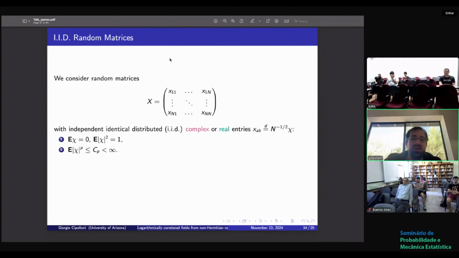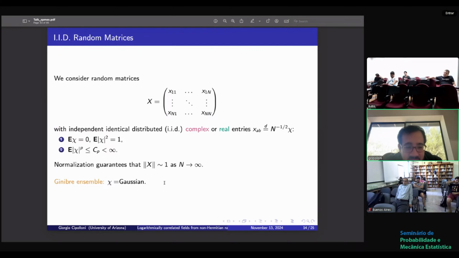So the random matrices are n by n non-Hermitian matrices that I will denote by X, which are just n by n matrices with IID entries that could be complex or real. And they are normalized in the following way. We have an atom variable chi, which is centered with unit variance and has all moments. And then we rescale by square root of n. This rescaling by square root of n is just to make sure that in the large n limit, the spectrum stays typically order 1.